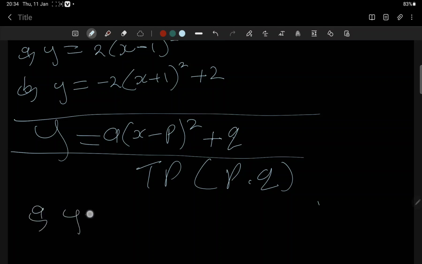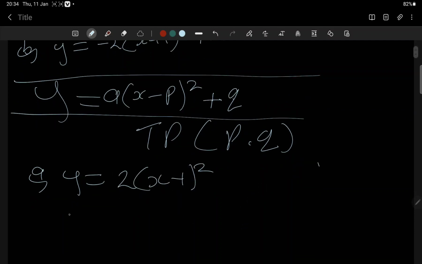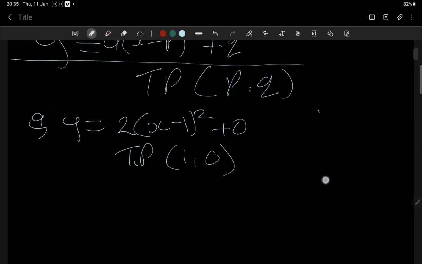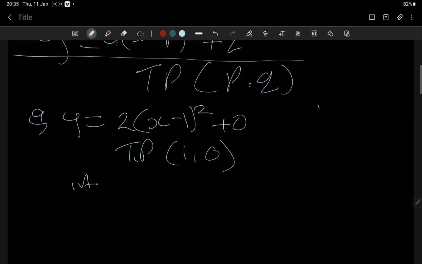Then for question number A, y equals 2 into (x minus 1) squared. The turning point of this function: remember, if p is given as negative, positive p is the turning point. So here it is given as negative, which means positive 1 is the turning point. We can assume there's plus 0 here, so (1, 0) is the turning point. Then the intercepts, let's start with the y-intercept. This is where x equals 0, so we're looking for a point on the y-axis.